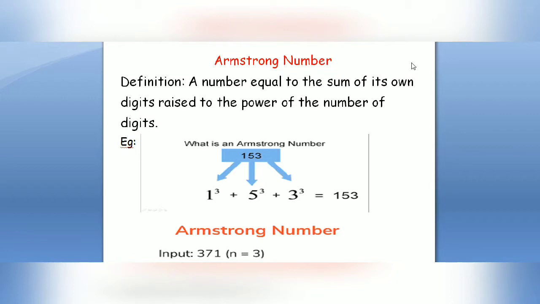Here I think you can see the example, 153. See, there are 3 digits. 1 is raised to the power 3, plus 5 raised to the power 3, plus 3 raised to the power 3, and the result is 153 itself. So this number is your Armstrong number. Let us understand some other examples.